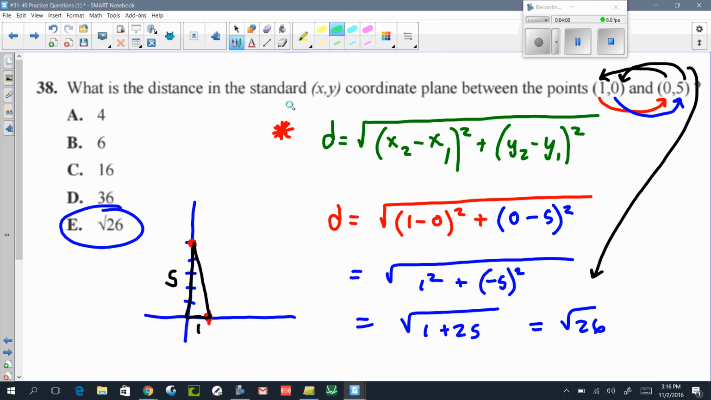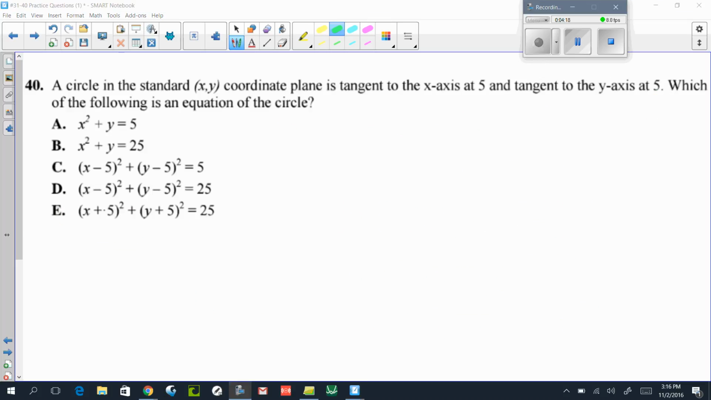I would highly recommend that you remember, jot down, keep this distance formula in the back of your mind. Subtract the x value squared plus subtract the y value squared to find the distance between 2 points.